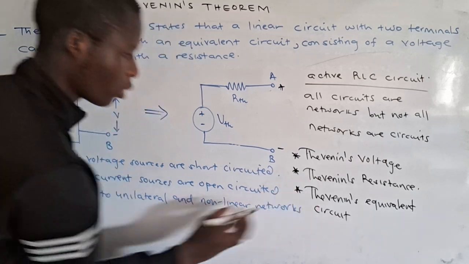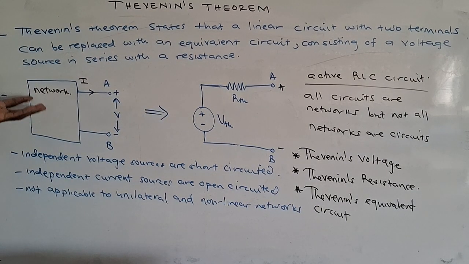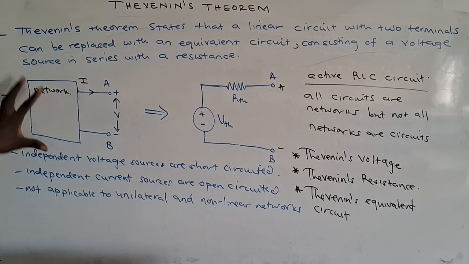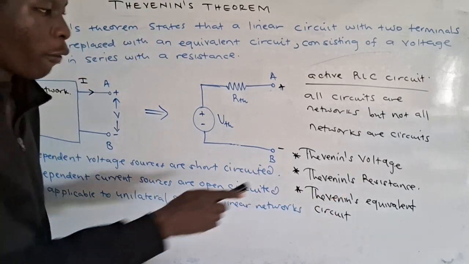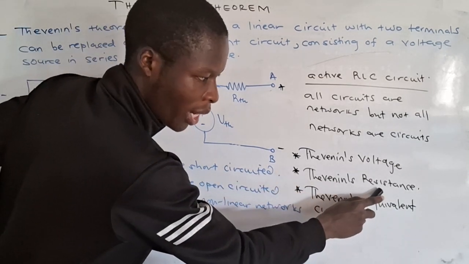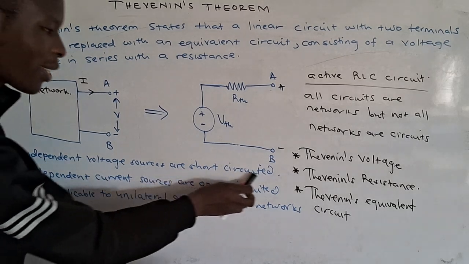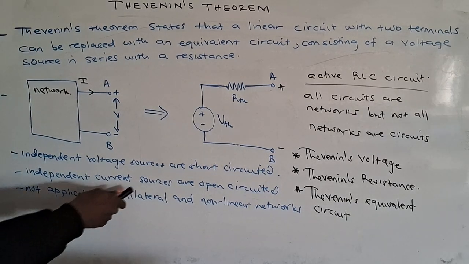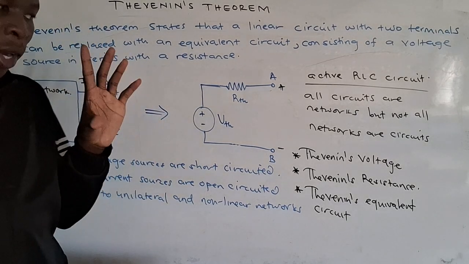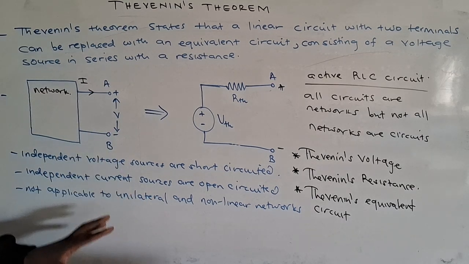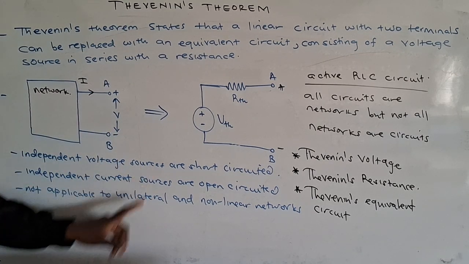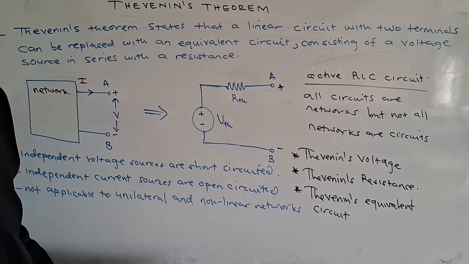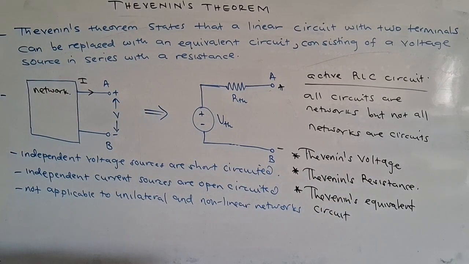In order for you to reduce all these things, we have independent voltage sources and independent current sources in the network. How are we going to calculate the Thevenin's resistance? You are supposed to short circuit the independent voltage sources and open circuit the current sources. You do this at one time. You replace all the independent voltage sources with a straight line, like short circuiting. Then you open circuit all the current sources. Then you will be able to calculate the Thevenin's resistance.